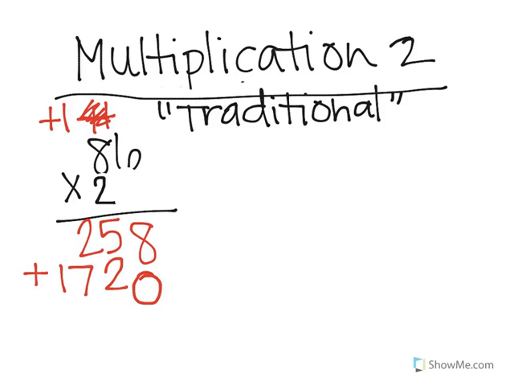Since I have no more numbers that I am multiplying by, I'm going to add these. 8 plus 0 is 8. 5 plus 2 is 7. 7 plus 2 is 9. And bring my 1 down for an answer of 1,978.